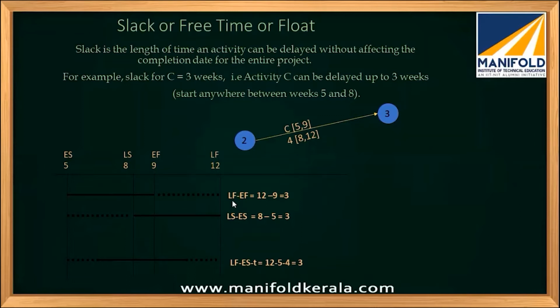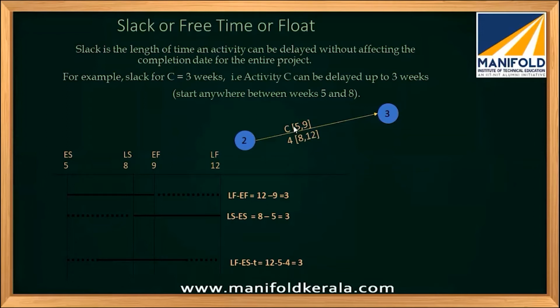So how can we calculate this? It's just the difference between the finishing times, or the difference between the starting times: latest finish minus earliest finish, or latest start minus earliest start. Or the most convenient formula will be latest finish minus earliest start minus t. So this is my latest finishing time, 12.